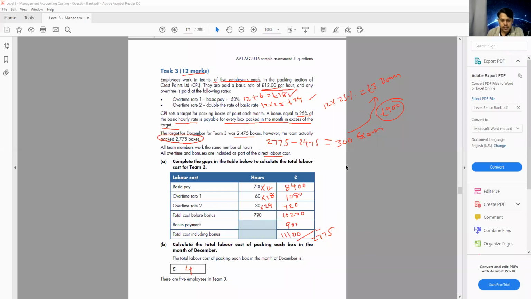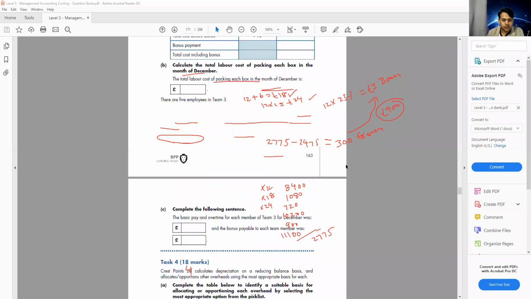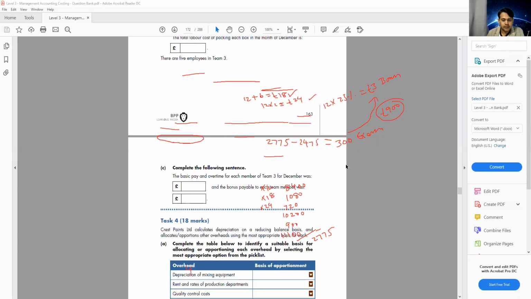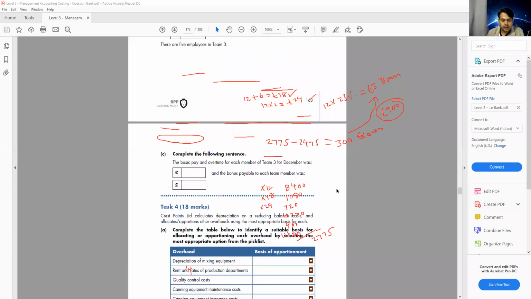Let's scroll down and see what other question we have here. Okay, the next one they said here, complete the following sentence. The basic pay and overtime for each member of the team, how much will that be? Now, I hope you remember the basic pay is that. For the bonus, let's pay 10,000. So for the team member, let's try to calculate that.